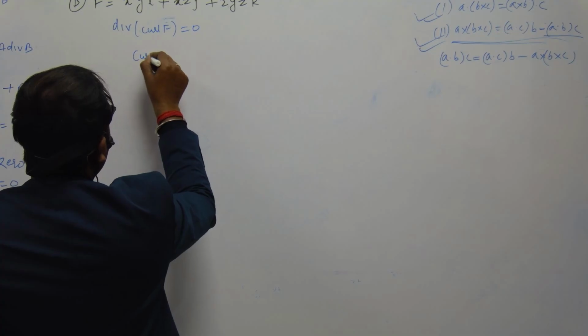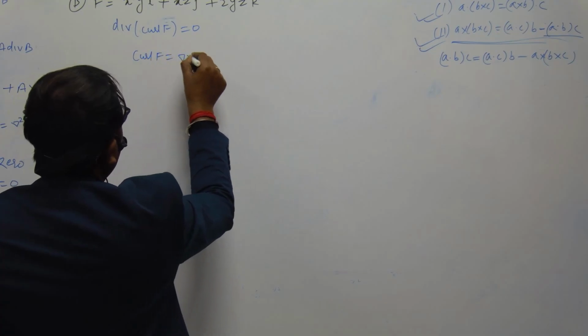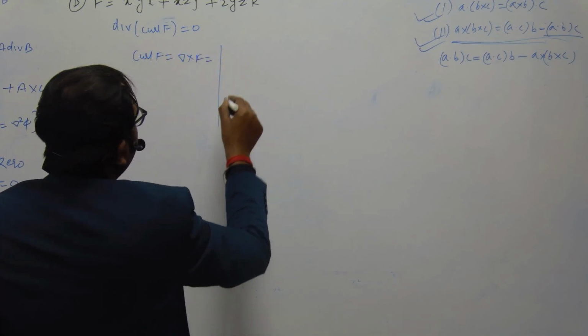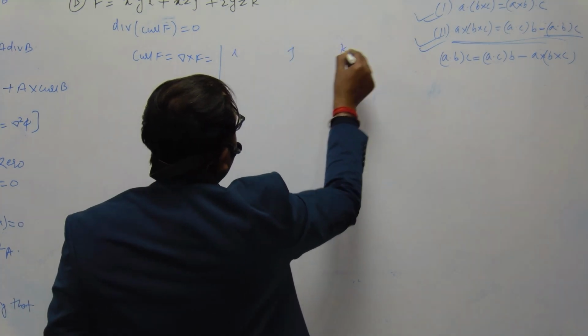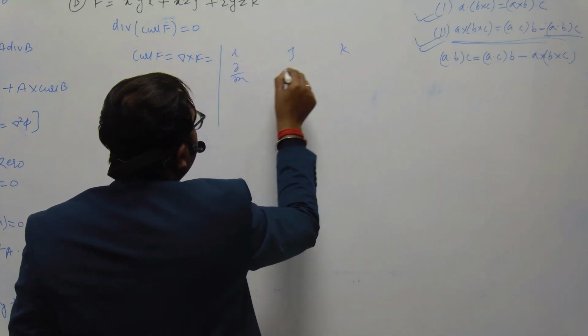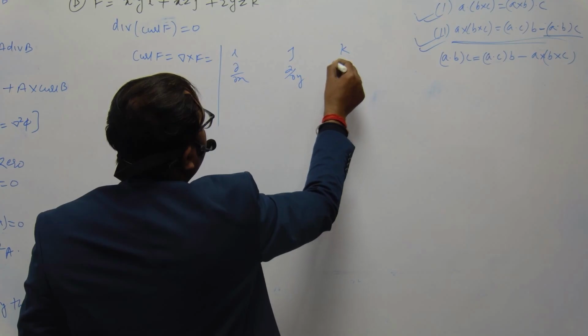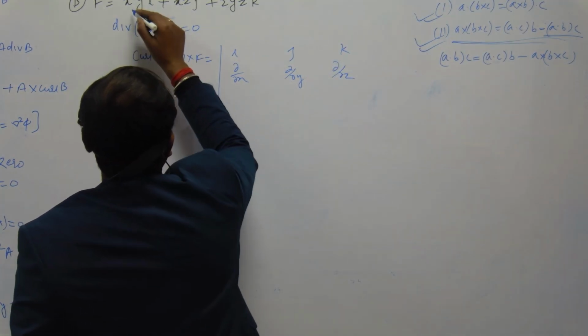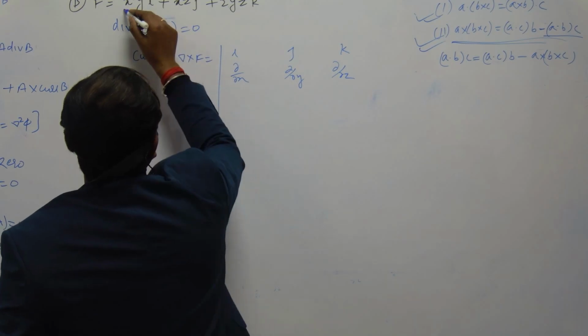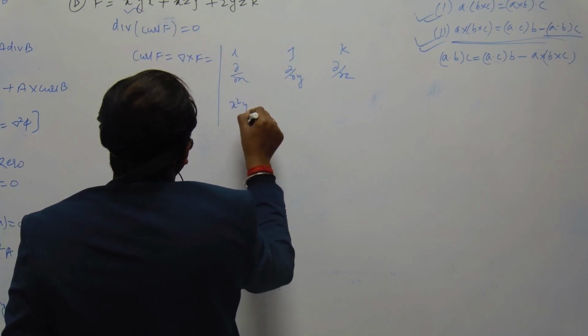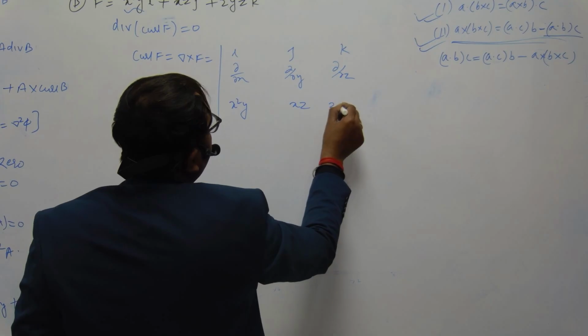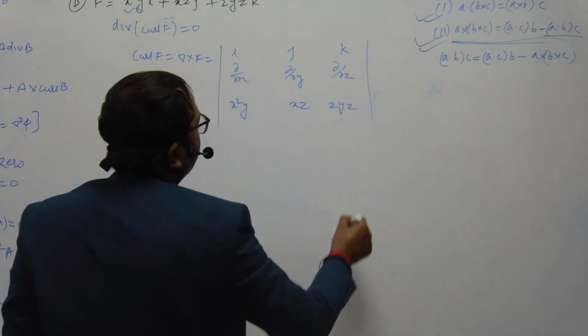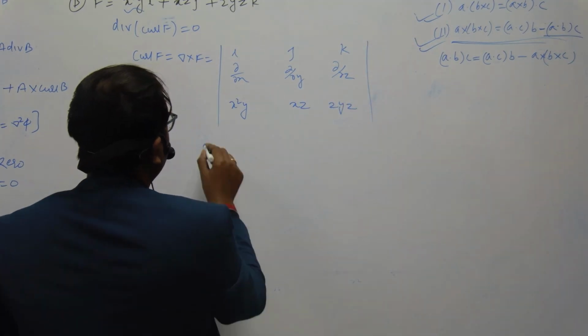So curl of F is equal to del cross F. This is equal to the determinant with i, j and k, del upon del x, del upon del y, del upon del z. Let us write down the components of F: this is x square y, this is xz, and this is 2yz.